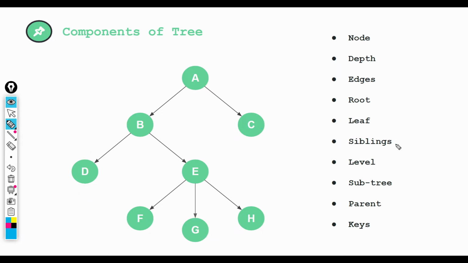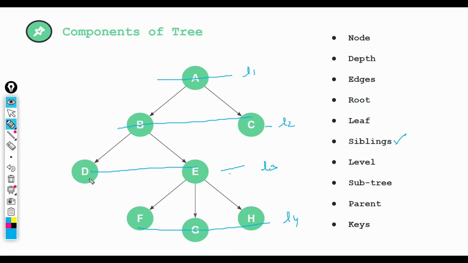Now, moving ahead to the next component, that is siblings. Two nodes are said to be siblings if they are represented at the same level and their parents are the same. So let's create a label first. This is L1, this is L2, this is L3, and this is L4, right?